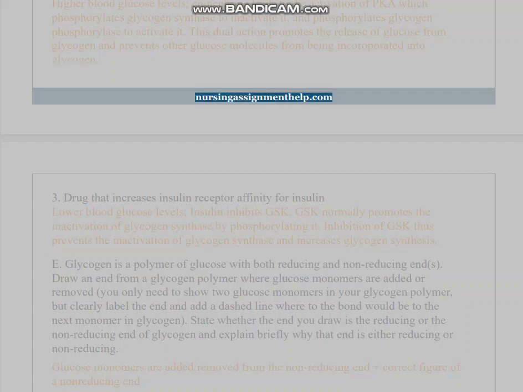3. Drug that increases insulin receptor affinity for insulin. Lower blood glucose levels. Insulin inhibits GSK. GSK normally promotes the inactivation of glycogen synthase by phosphorylating it. Inhibition of GSK thus prevents the inactivation of glycogen synthase and increases glycogen synthesis.